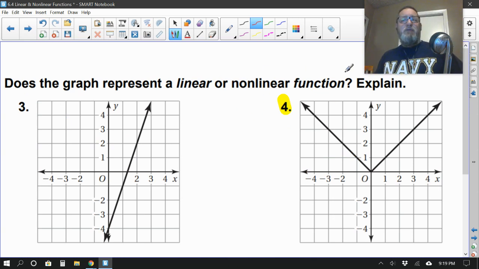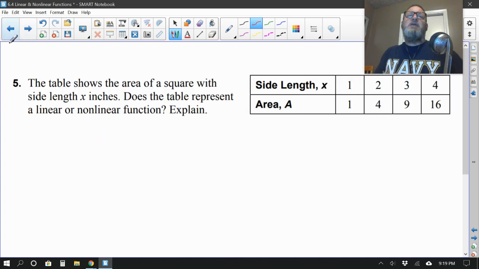Okay, does the graph represent a linear or nonlinear function? Well, I gave myself an easy one. This one actually looks like another one I did. So this is definitely nonlinear. It has to be a straight line. Little hint there for my students. And I'm skipping number 5.